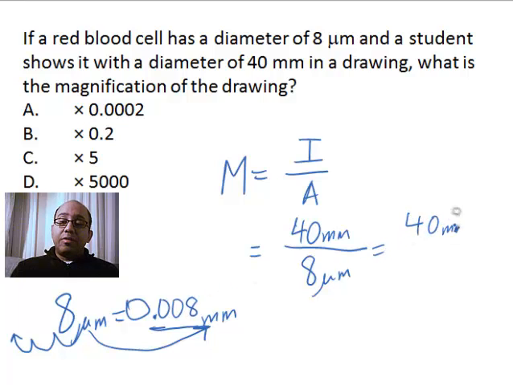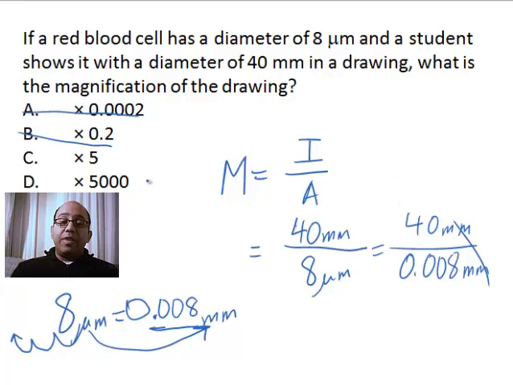So it would be 40 millimeters divided by 0.008 millimeters. The millimeters cancel, and you notice that when 8 goes into 40, it would be 5. So note that the answer has to have a 5 in it. And it can't be 5 because there's no way that 0.008 goes only 5 times into 40. So the answer is 5,000.